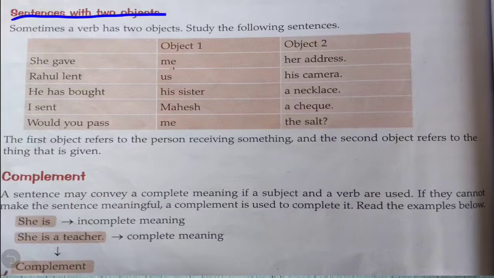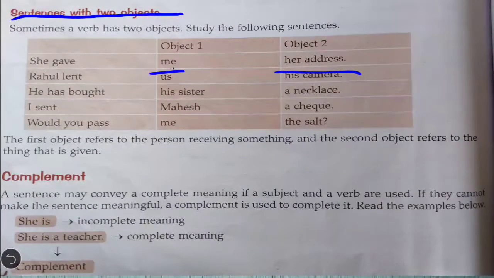Sentences with two objects. Yes, that also we have learned while learning voice, that sometimes in sentences like these, you can find two objects. She gave me her address. Now look here. She gave me her address. Me is also an object. Her address is also an object.